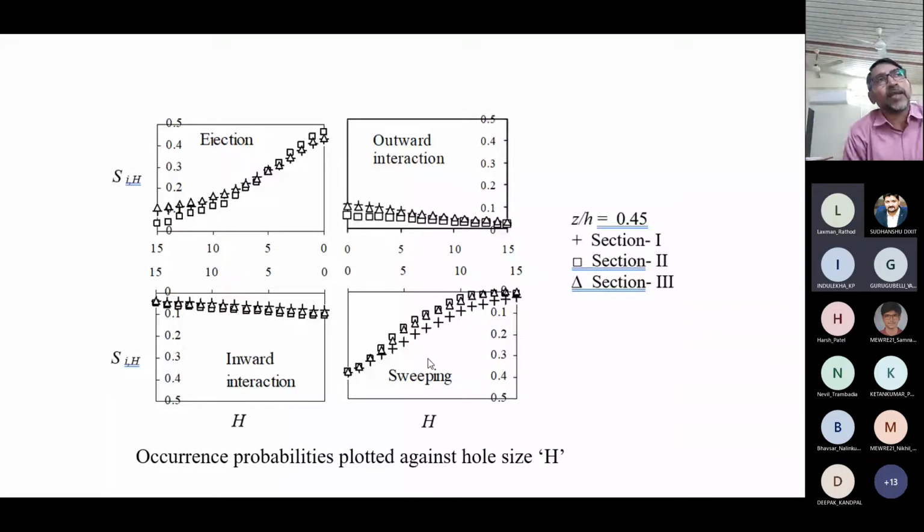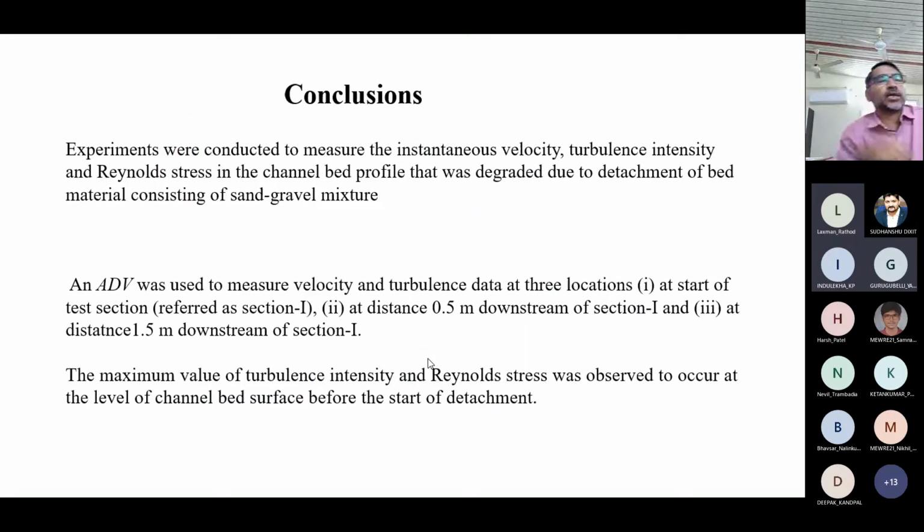Okay. So this is all that was done in one study, where we gathered the data for ADV at three locations, and then everything was plotted in the form of turbulence intensity, Reynolds stresses, and occurrence probability, and occurrence probability against hole size H, which was varied from 0 to 15. To conclude, I'll read out the conclusion, and then we will have a question and answer session, if any.